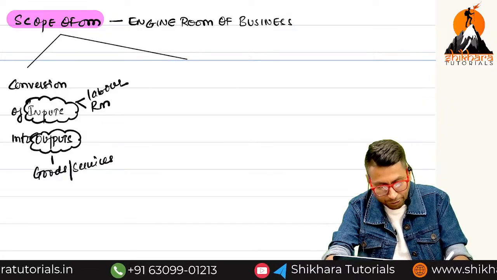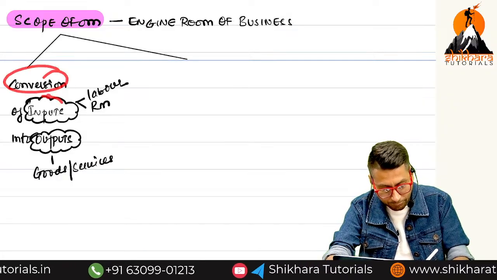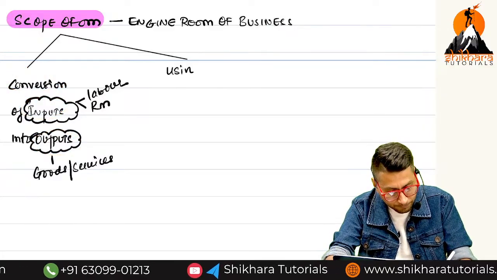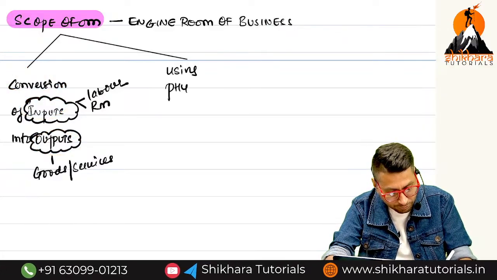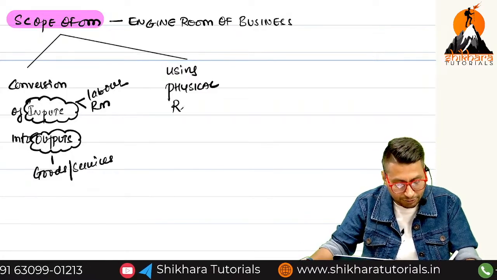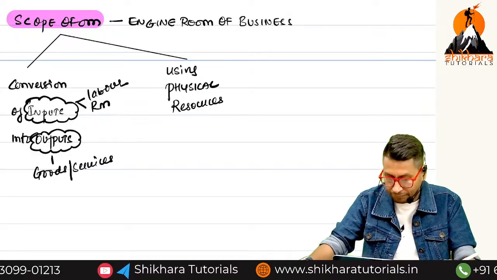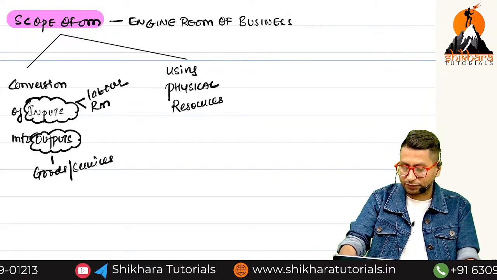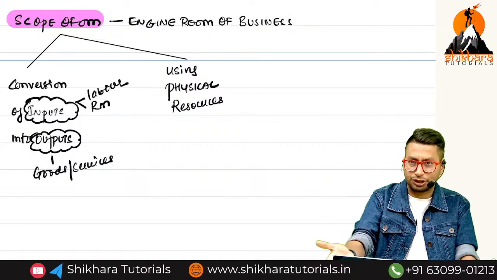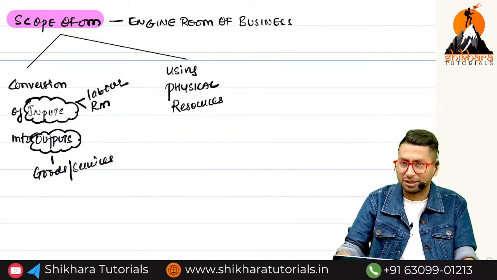Now, in order to convert inputs to outputs, they use what? Physical resources. They will convert inputs to outputs using physical resources. Physical resources means material, machinery, labor, etc.